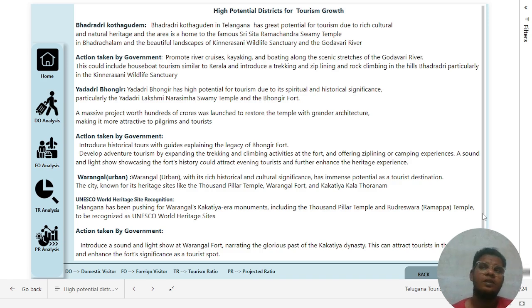Yeah, these are the things the government does, which means the number of people who visit a particular place may increase in the future.